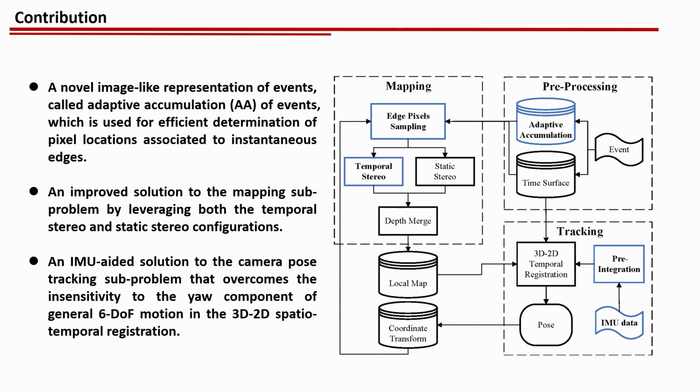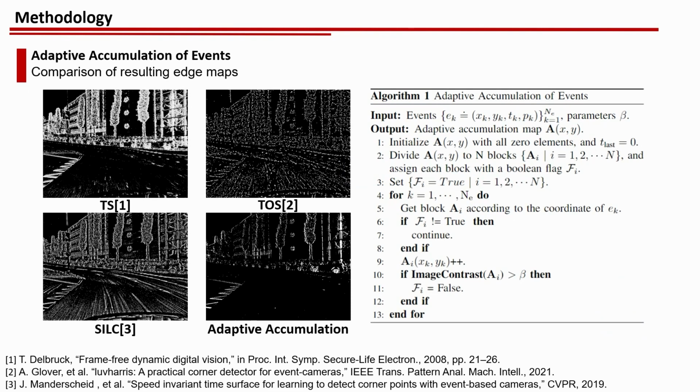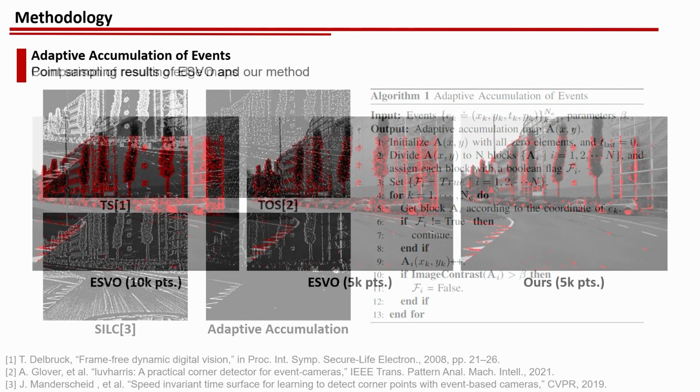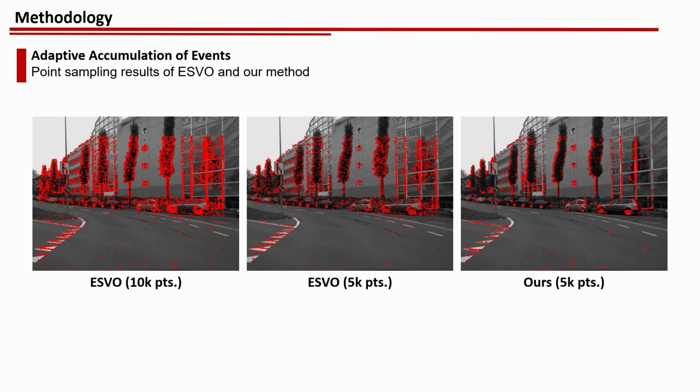Our framework additionally introduces 3 modules, namely the efficient edge pixel sampling strategy, the temporal stereo mapping operation, and the usage of gyroscope measurements. We propose a method called adaptive accumulation that can control the amount of events to be accumulated according to the local event dynamics. For each block area, the accumulation terminates once the contrast reaches a certain threshold. Our method preserves relatively complete edges with the least redundant points while keeping a high signal-to-noise ratio.